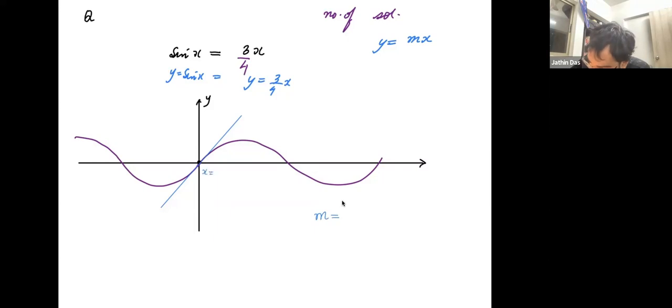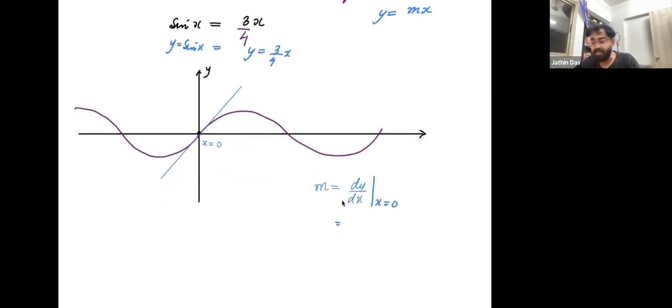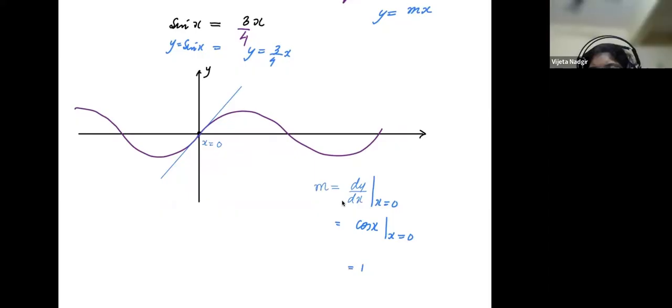So, if I want to find the slope of the tangent at x is equal to 0, I'm drawing the tangent. So first you do dy by dx at 0. What is the differential of sine? Cos. Now, what is cos of 0? 1. So what is the slope of this line? 1.